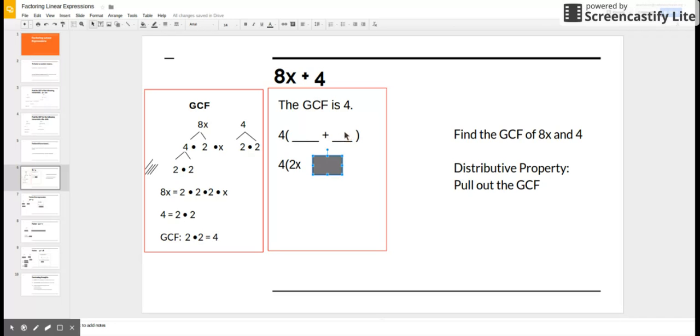In this blank, we're going to look at 4 times what gets me 4? Well, 4 times 1 gets me 4. So my factored form is this right here: 4 parentheses 2x plus 1. This is a factored form of this. If you distribute this 4 across, you're going to get 8x plus 4.